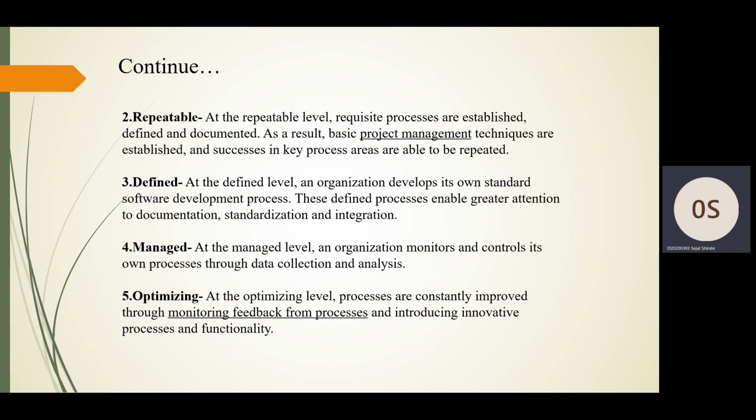Third one is defined. At the defined level, an organization develops its own standard software development process. These defined processes enable greater attention to documentation, standardization, and integration. The fourth one is managed. At the managed level, an organization monitors and controls its own processes through data collection and analysis. The fifth one is optimizing. At the optimizing level, processes are constantly improved through monitoring feedback from processes and introducing innovative processes and functionality.